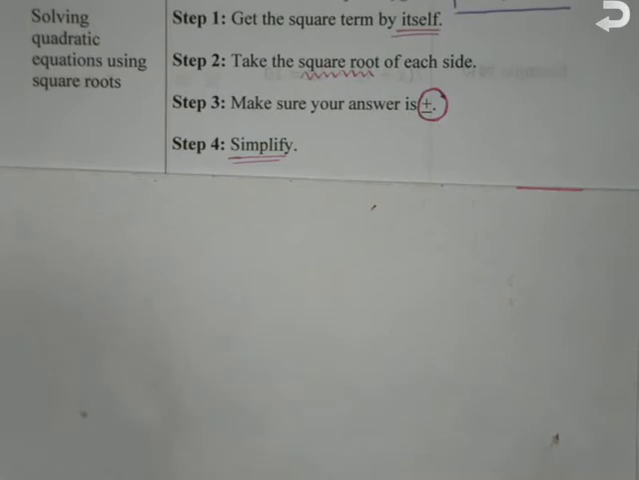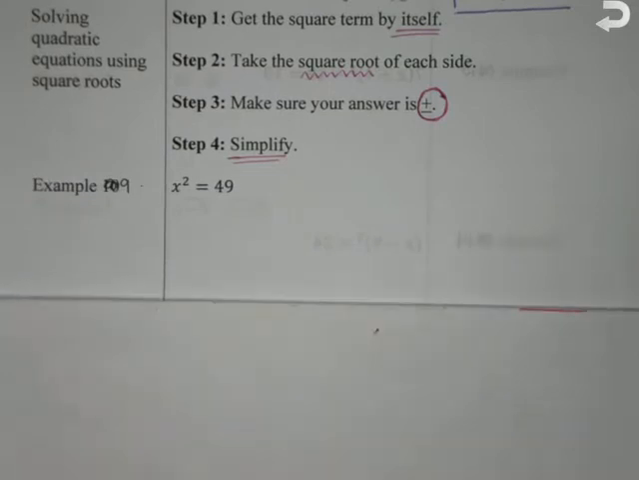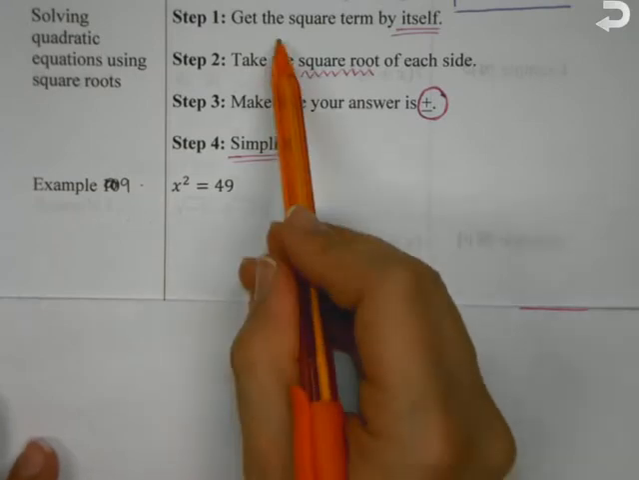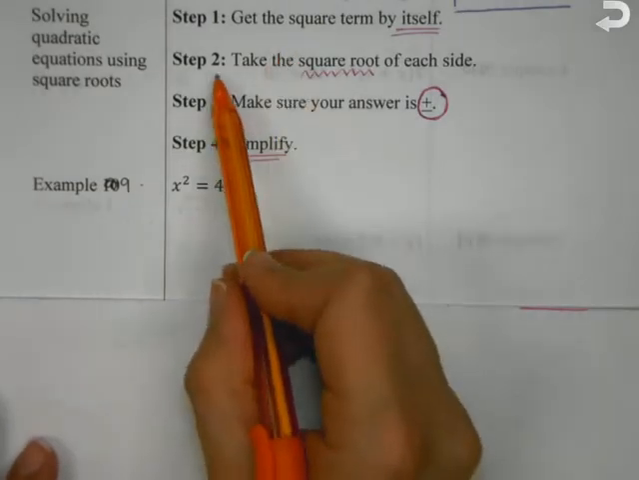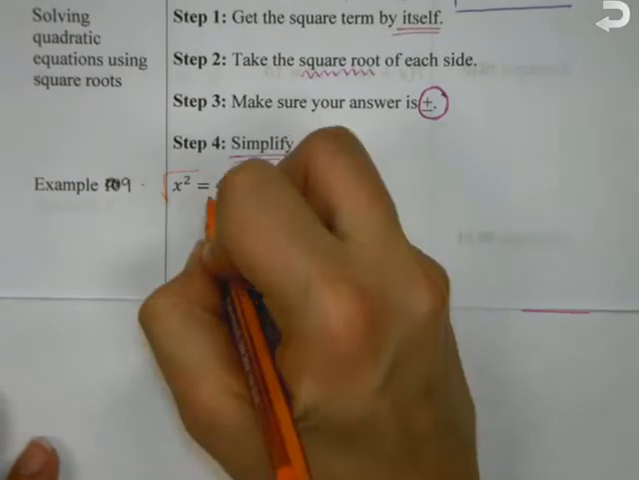Okay, so example 9. We have x squared equals 49. First question we want to ask ourselves is, is the squared term by itself? Yes, it is. We have x squared by itself equals 49. So that was step 1. Step 2, we want to take the square root of each side. So to undo that squared, we're going to take the square root. What's the square root of x squared? x. So we got x by itself, which is what we want.